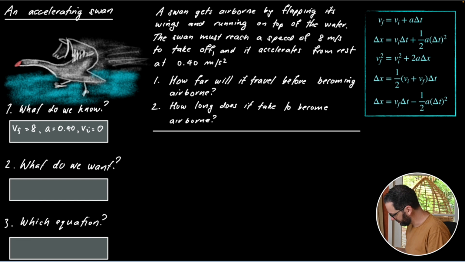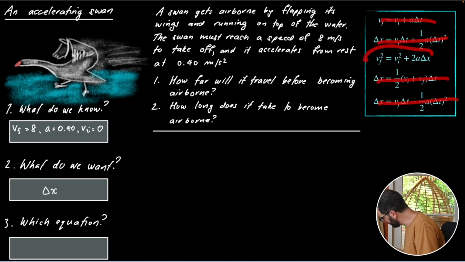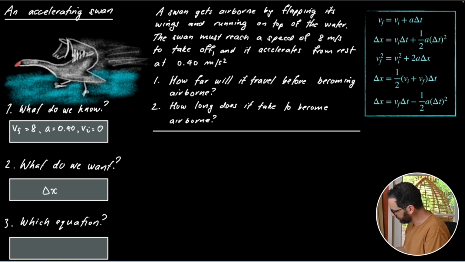Okay, so for the first question, the thing we actually want to find is how far will it travel, so that is our delta x. Now our job is to identify which of the 5 kinematic equations has those 4 quantities in it. That is to say, we want to find the one that does not have delta t. Okay, so not that one, not that one, not that one, not that one. So we're going to use vf squared equals vi squared plus 2a delta x.